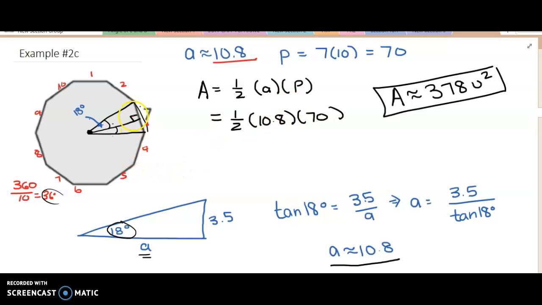Now my perimeter, I know this side is 7, and I counted all my sides. There's 10. So 7 times 10 is my perimeter. My perimeter is 70. And then I just plug it into this formula, and I get roughly 378.